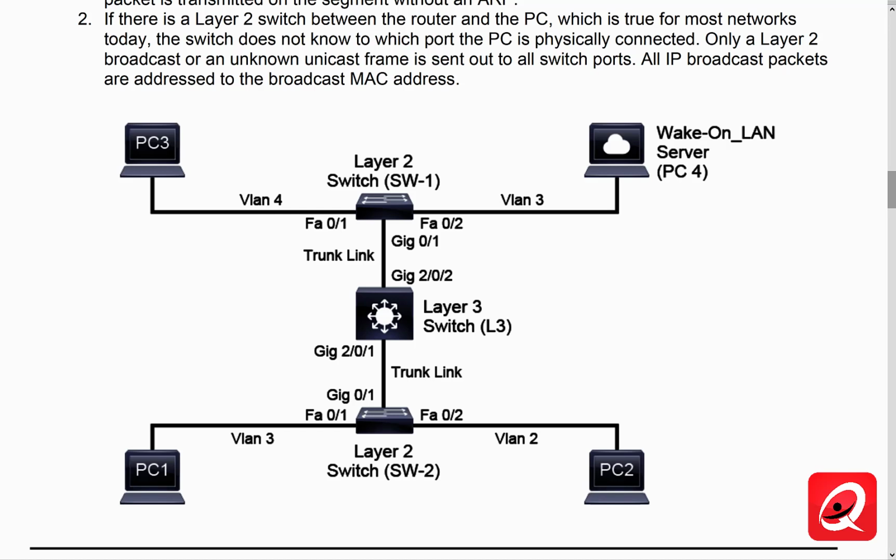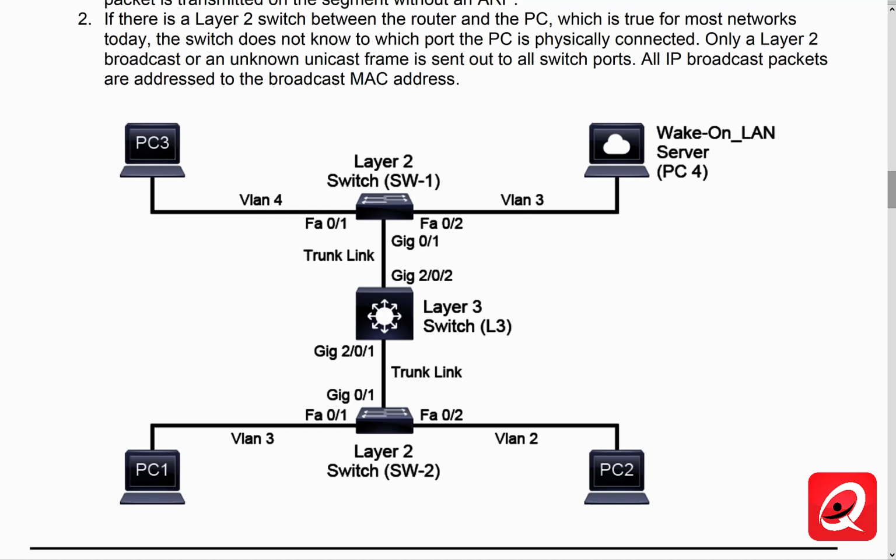So in this particular network setup, PC 1, 2, and 3 are the client PCs that need to be woken up. PC 4 is the Wake on LAN server and the DHCP server. PC 4 has an address of 172.16.3.2. It's not documented on the diagram here, but it's in the book.